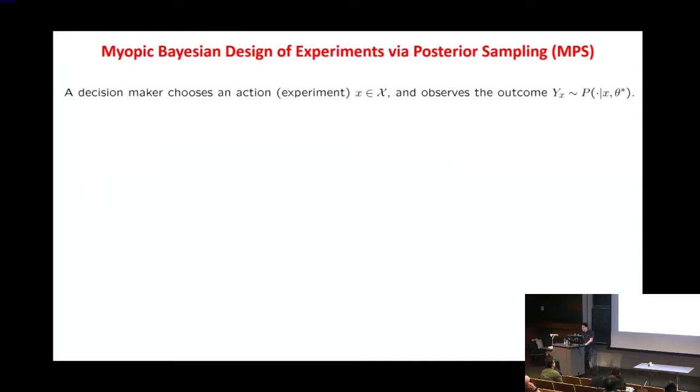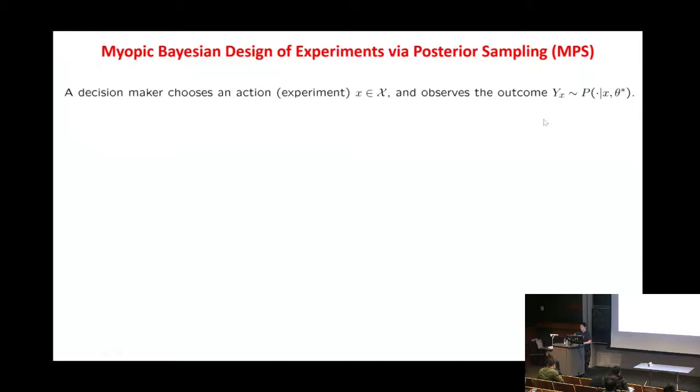So another algorithm I want to mention is a myopic decision maker for design of experiments. And this is the setup: the decision maker chooses an action that will be your experiment that you want to run, say in a chemical experiment, and then you observe an outcome of that chemical experiment.